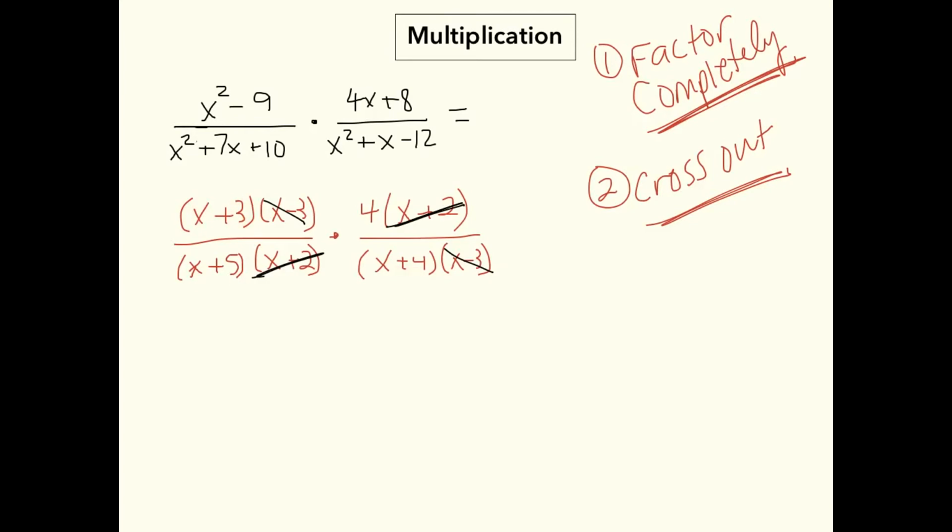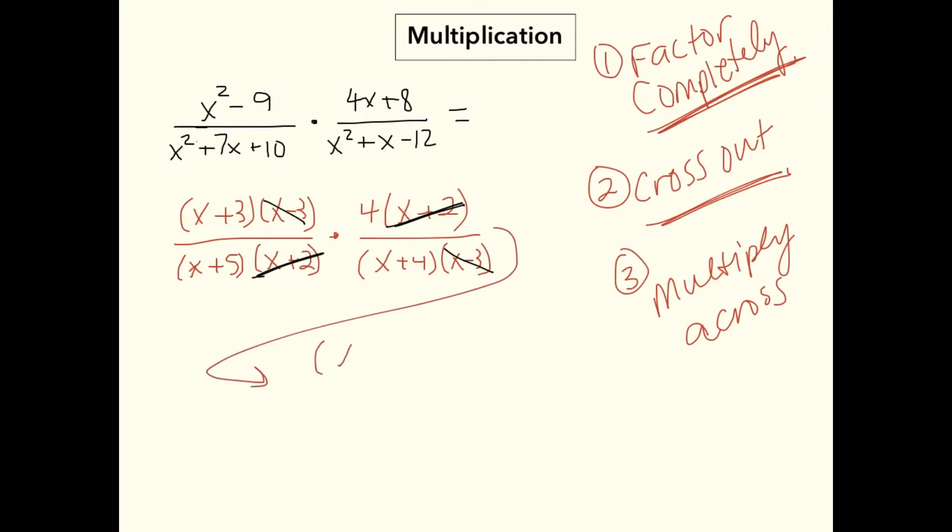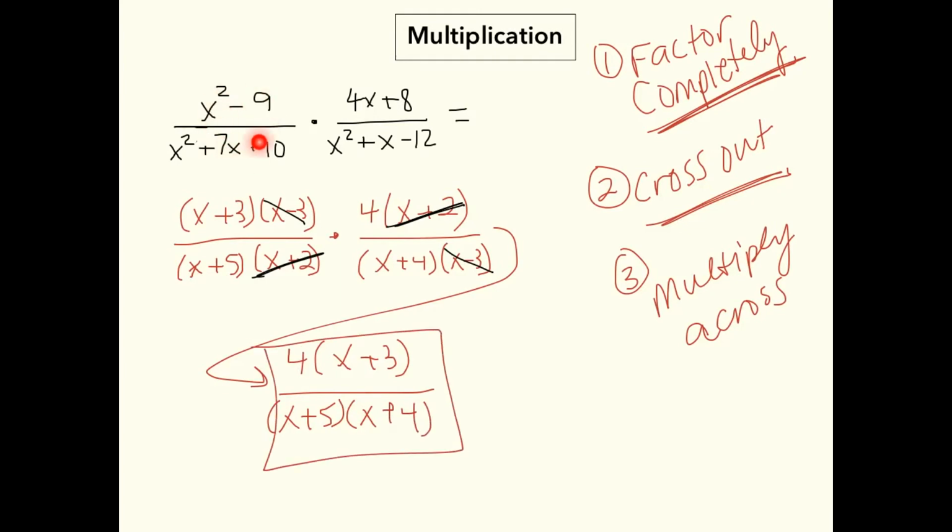So now you do what we did when they were just numbers. You multiply across. And you can leave them in factored form. You can leave them in these parentheses. You don't have to FOIL or anything. So x plus 3 times 4, and you can just leave the 4 out in front, over x plus 5 times x plus 4. And again, you don't have to FOIL it. You can leave it like this. And this is your answer. So this multiplied by this became right here.